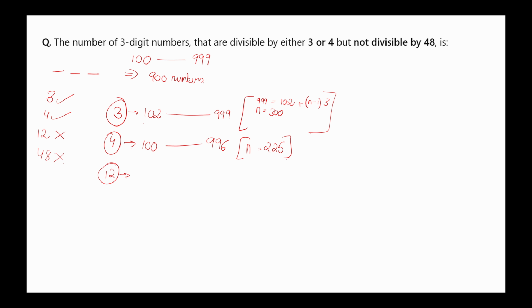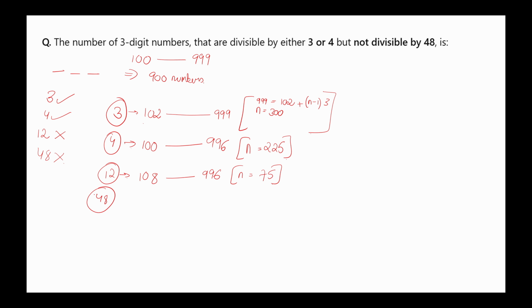Similarly, let us find out for 12 as well. What is the first number that is divisible by 12? 108. And up till what number is it going to go? Again 996. Yes, up till 996. So if I find out my n, it is going to come out to be 74 plus 1, 75. N would become 75.